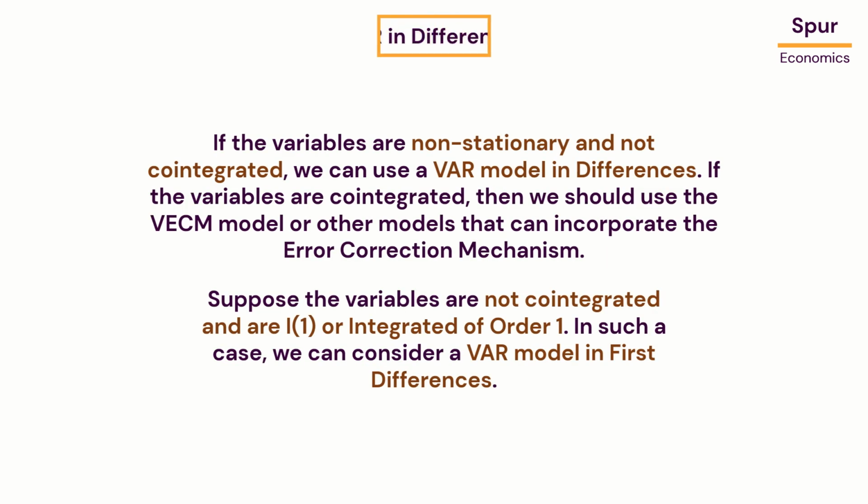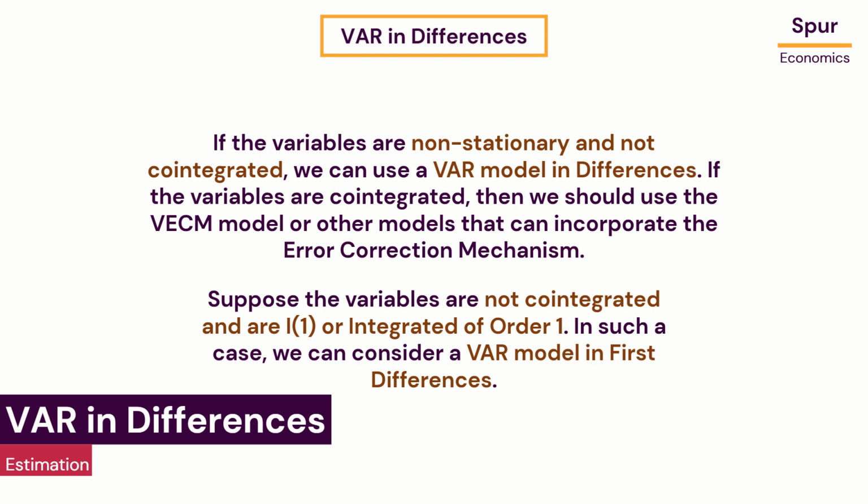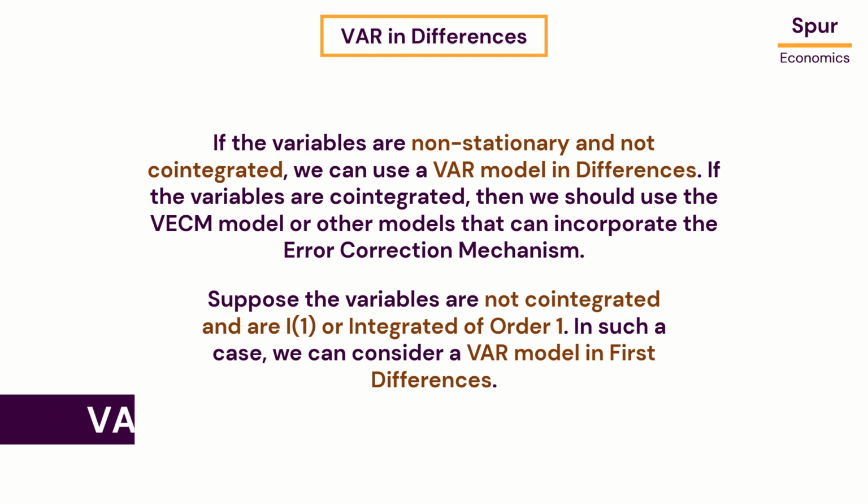If the variables are non-stationary and not cointegrated, we can use a VAR in differences. If the variables are cointegrated, then we should use the VECM model or other models that can incorporate the error correction mechanism. Suppose the variables are not cointegrated and are I(1) or integrated of order 1. In such a case, we can consider a VAR model in first differences.